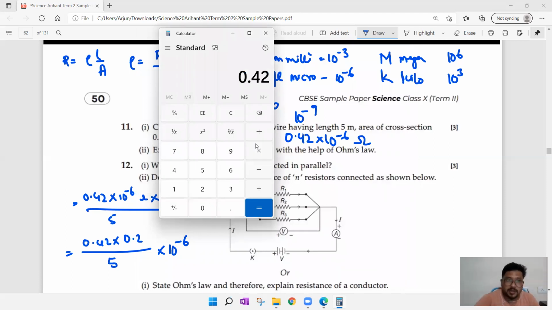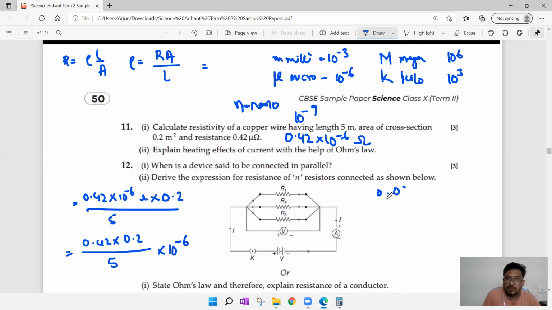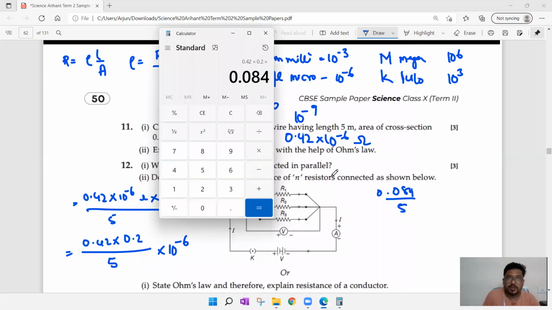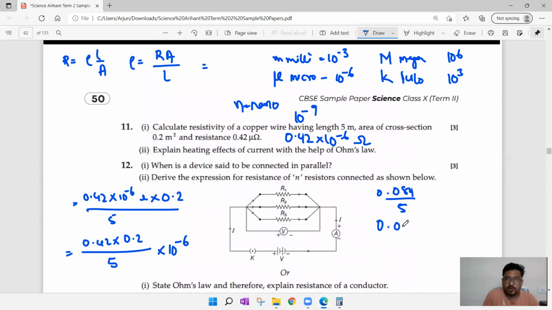0.42 multiplied with 0.2 is equal to 0.084. 0.084 divided by 5 is equal to 0.0168. So 0.0168 into 10 to the power of minus 6.